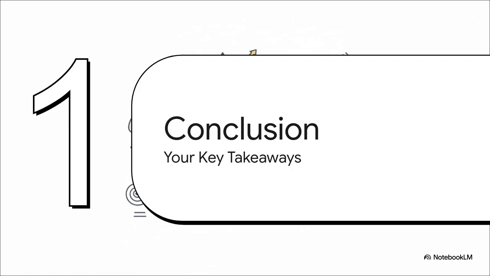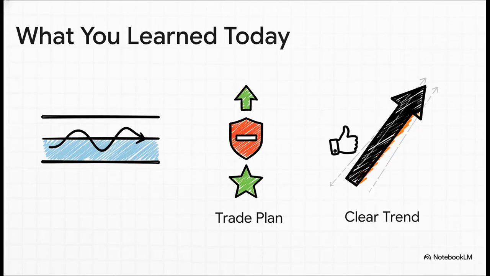Let's boil everything we just talked about down to the key takeaways that you can start using right away. So remember these 3 things. 1. Use Fibonacci to find those key support and resistance zones when a stock is pulling back. 2. Use those levels to build a complete trading plan, your entry, your stop, and your target. And 3, most important of all, always, always, always start by making sure you're in a clear, established trend.